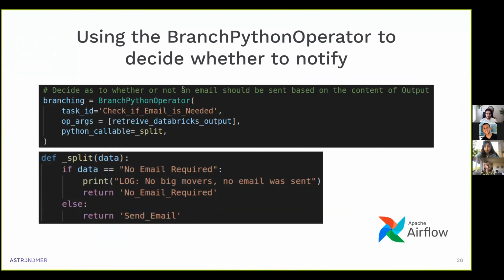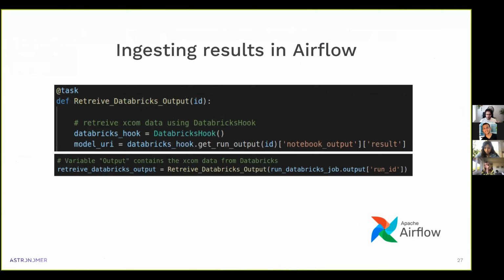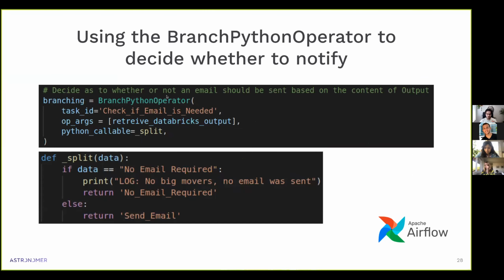Okay, yeah, so we can talk about the branching right now. Let's take maybe just another step back and fall back into actually pulling that data from Databricks, throwing it into Airflow, and assigning that to a variable. In this case, the variable name is retrieve Databricks output. So this is the variable that contains whatever data was in Databricks. And let's start from here. So we have this variable. We go into the branch Python operator.